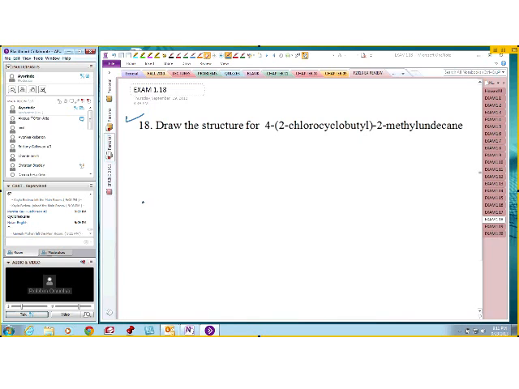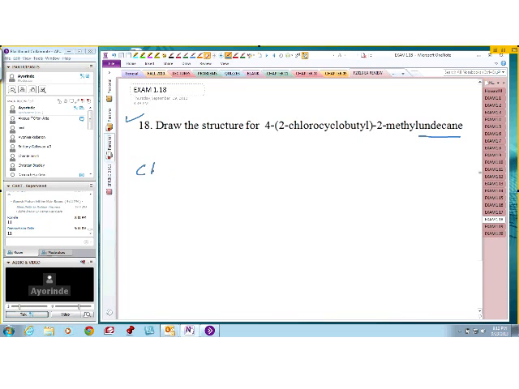Draw the structure for 4-(2-chlorocyclobutyl)-2-methylundecane. Okay, very good. Thank you. So, in this case, they say draw the structure for 4-(2-chlorocyclobutyl)-2-methylundecane. Okay, let me ask you this. What would be the number of carbons in the parent chain of this molecule? Just give me the number. 11. Okay, very good. So it's 11.